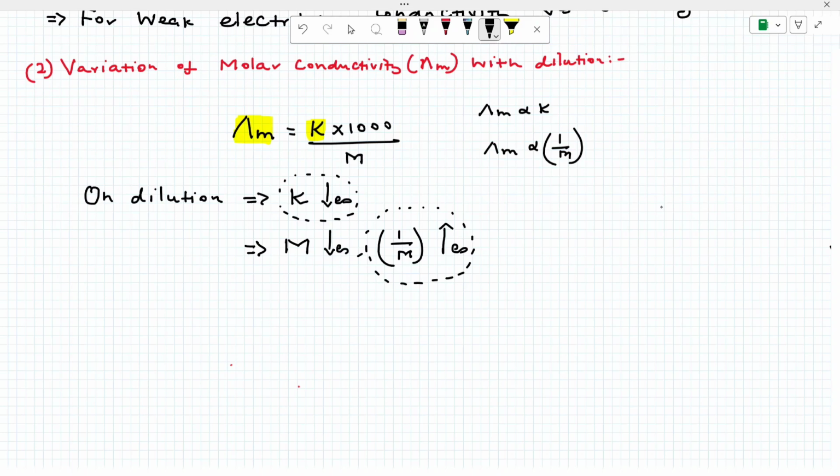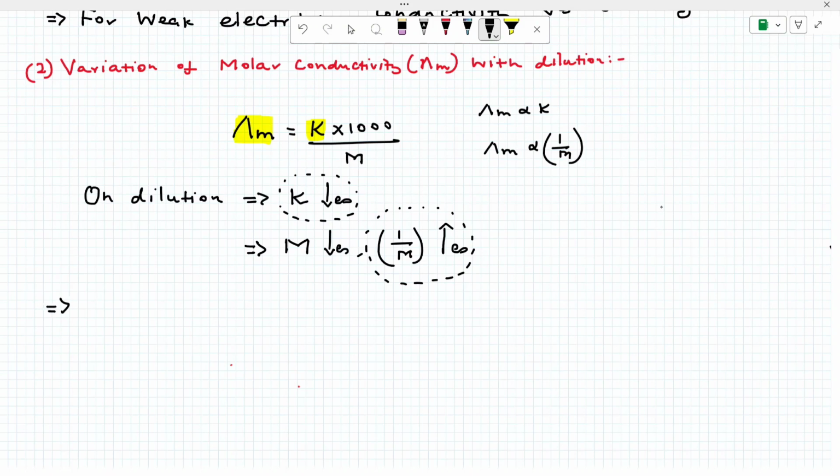You got the point. But experimentally, compared to K, the 1 by m factor is more dominant. Upon dilution, the 1 by m factor increases more as compared to the decrease in K. Therefore, the conductivity depends upon 1 by m. Therefore, on dilution, the conductivity increases. You got the point? Understand? Okay. Now what is the point up to now?